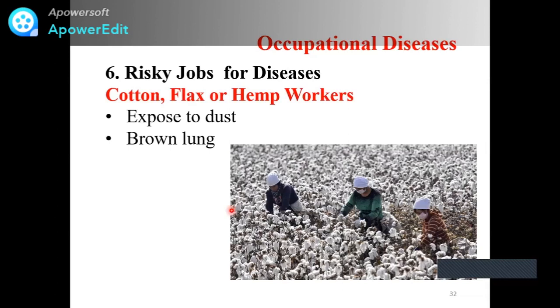Then cotton, flax, or hemp workers exposed to dust from unprocessed cotton, flax, or hemp can get a lung disease called byssinosis, or brown lung.